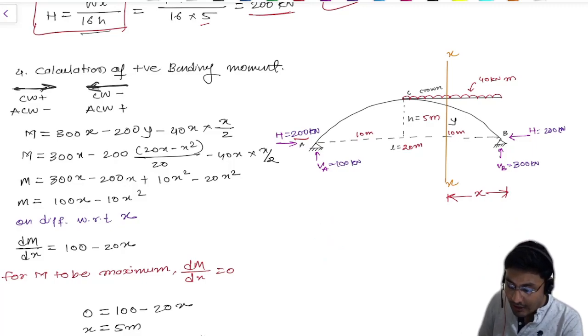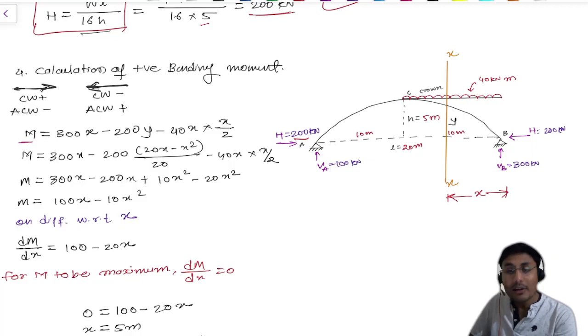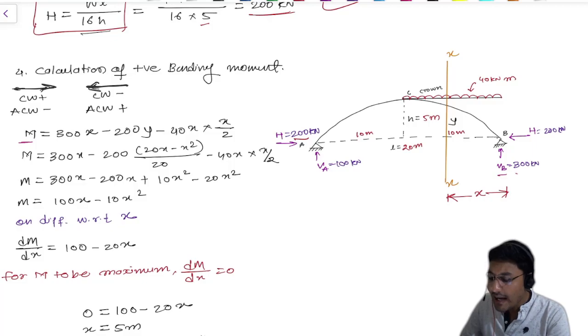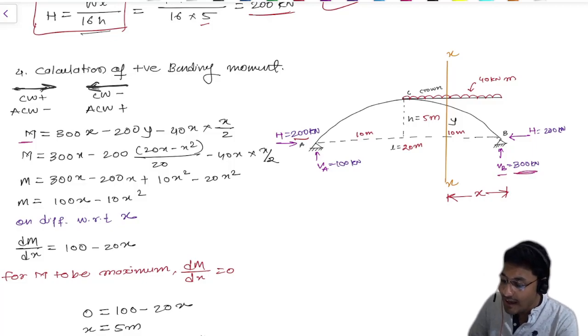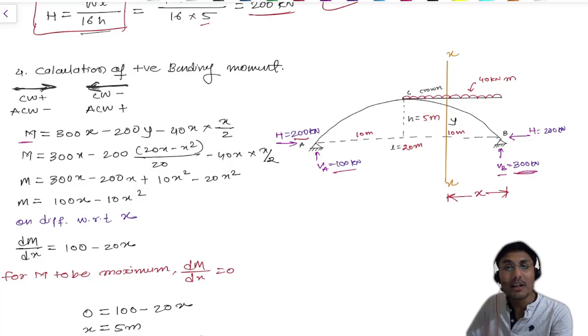Before calculating the moment, here I have mentioned the VB value as 300 kilonewton and the VA value as 100 kilonewton, which we calculated in the first lecture. And I have also mentioned the horizontal thrust value as 200 kilonewton.